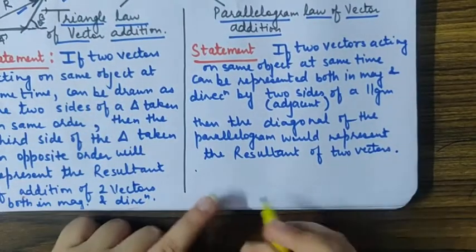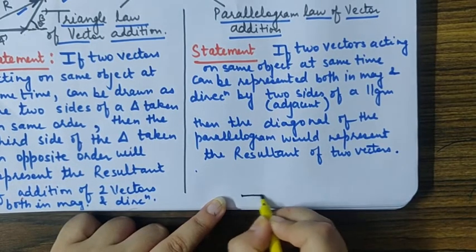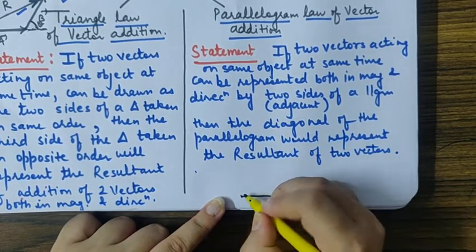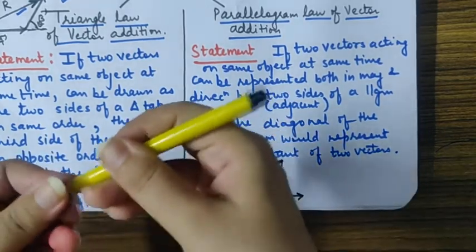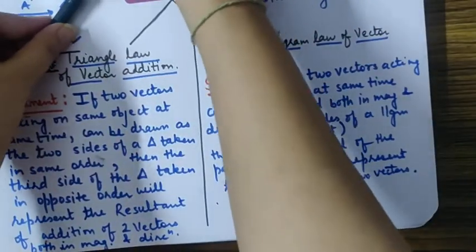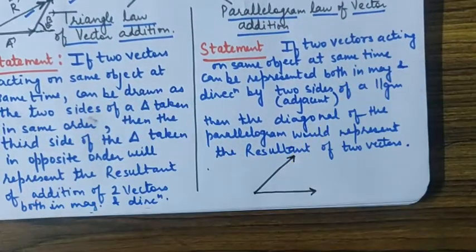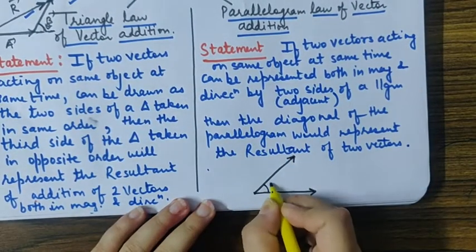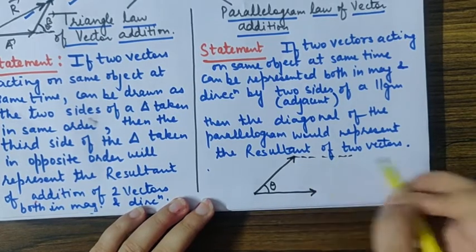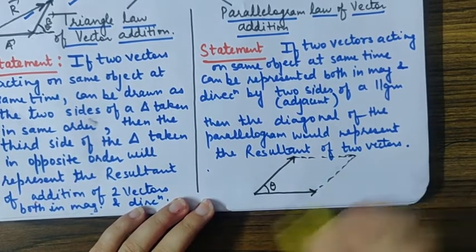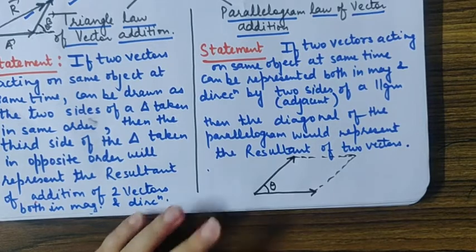The adjacent sides can be drawn something like this. This is the first vector, and the second vector is drawn in the same way as it was there. Like it was like this, and I have drawn it like this. The angle between them was theta, so this is angle theta. Now complete the parallelogram out of it. Parallel to this, parallel to this. Now it's a complete parallelogram.